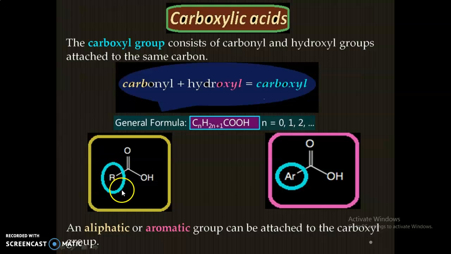Here R is a hydrocarbon portion, here Ar is an aryl, meaning a benzene nucleus or phenyl nucleus. These are called aromatic carboxylic acids. These are called aliphatic carboxylic acids. R means hydrocarbon portion. An aliphatic or aromatic group can be attached to the carboxyl group. So the organic compounds which contain a carboxyl functional group are called carboxylic acids.